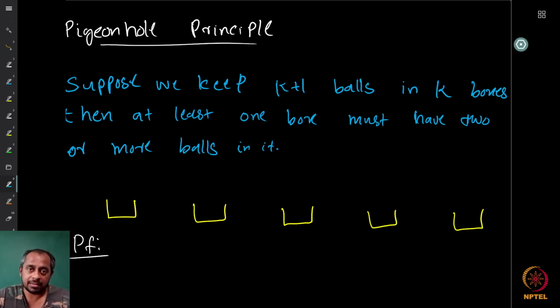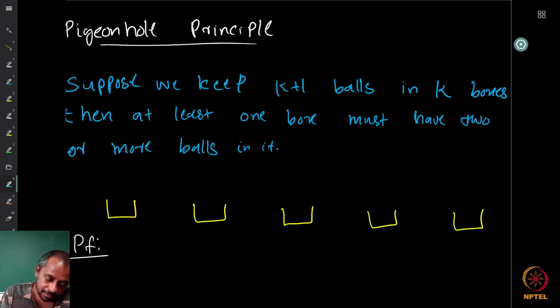This is something one can easily see, because if every cage had at most one pigeon, there are k cages, so there are at most k into 1, which is at most k pigeons inside, right? So therefore we have a proof for the same thing, right?